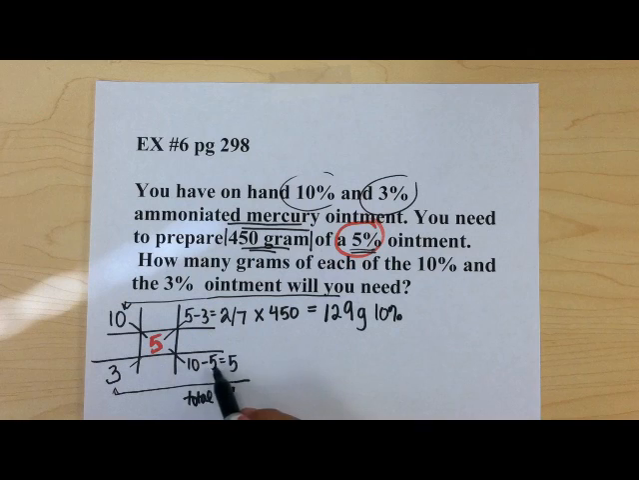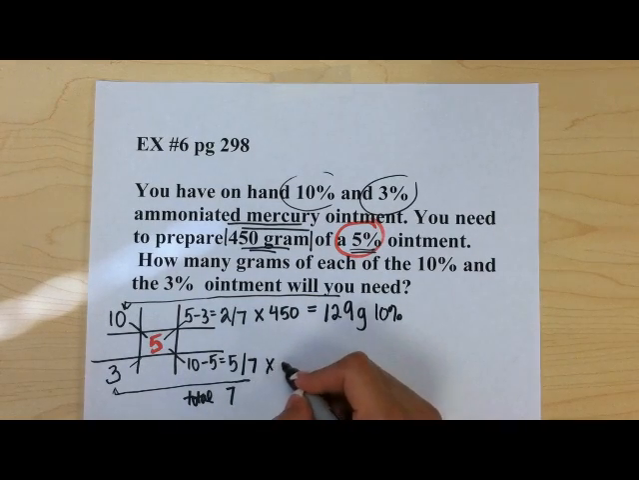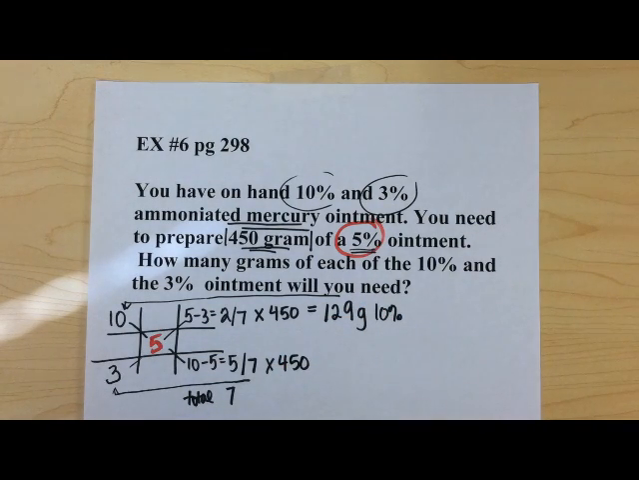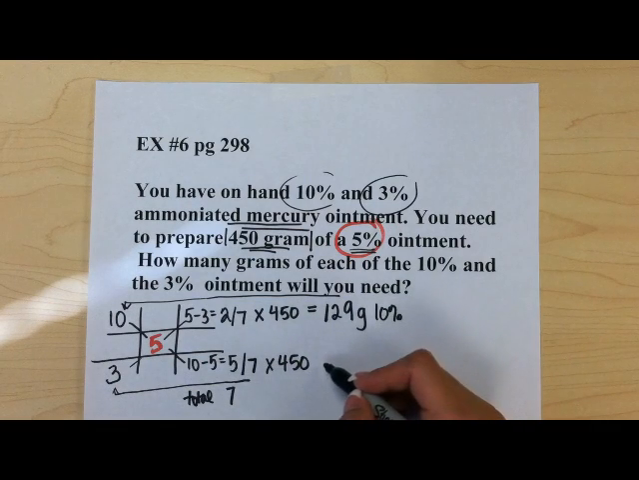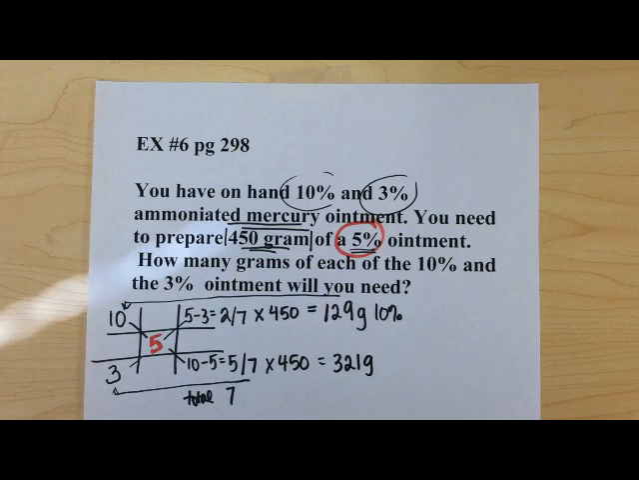Now we'll look at this individually. So 5 divided by the total parts, which is 7, and then multiplied by the total quantity that I'm making. So these numbers will stay the same. 5 divided by 7, then multiplied by 450, I get 321.4, and I'll just round that off to 321 grams. And this is referring to the 3%.